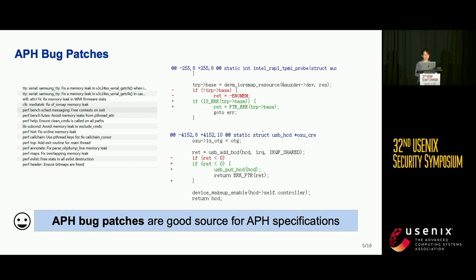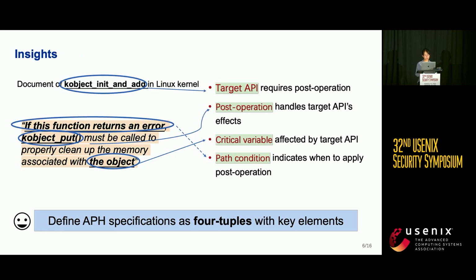However, the patch code contains other details beyond API usage. Thus, we need to know what to extract and identify the essential information from patch code. Therefore, we first formally define the APH specification. This will guide us in determining what to extract from patch code. Specifically, with API documents, we identify the 4 key elements that make up a specification. They are target API, post operation, critical variable, and path condition. The target API is the function requiring post handling. In this case, it is kobject_init_and_add.